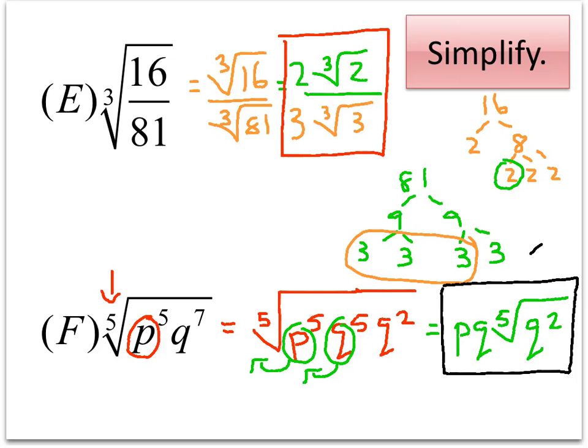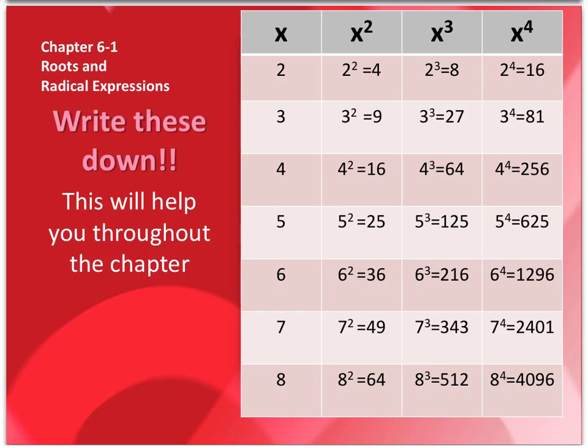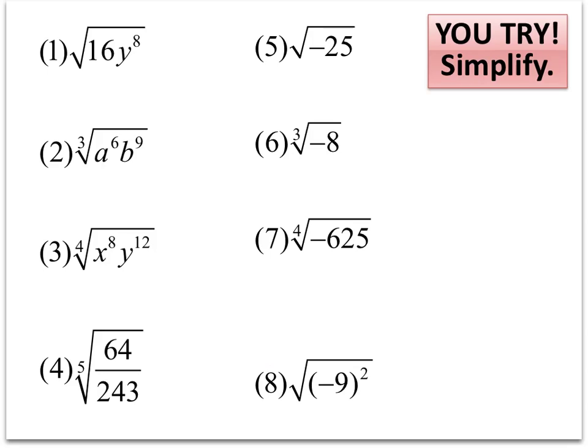Most common mistake, people forget to write their index, so make sure that you rewrite the final answer with the index you started with. This chart will come in handy whenever you are searching for perfect cubes or perfect fourth roots. For these examples, I want you to simplify all the radicals. You can assume that all of the variables are positive. Please write your answers in your notes.